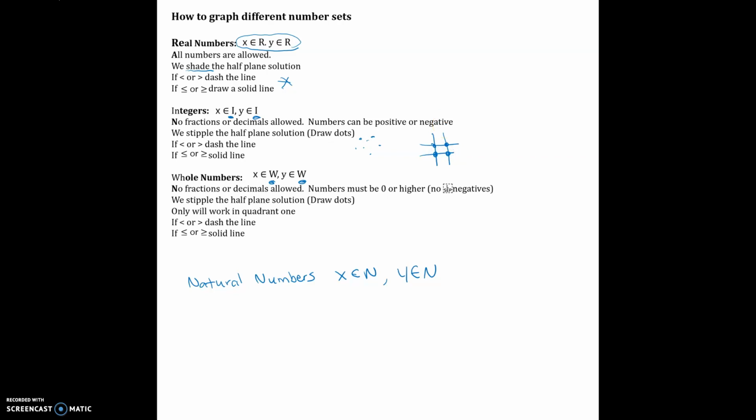And whole numbers, there's no fractions or decimals allowed. The numbers must be 0 or higher and no negative. So we stipple or dot that half-plane solution, but only will work in that quadrant 1. So if here was an example, we would dot only in that quadrant because we can only have positive numbers.